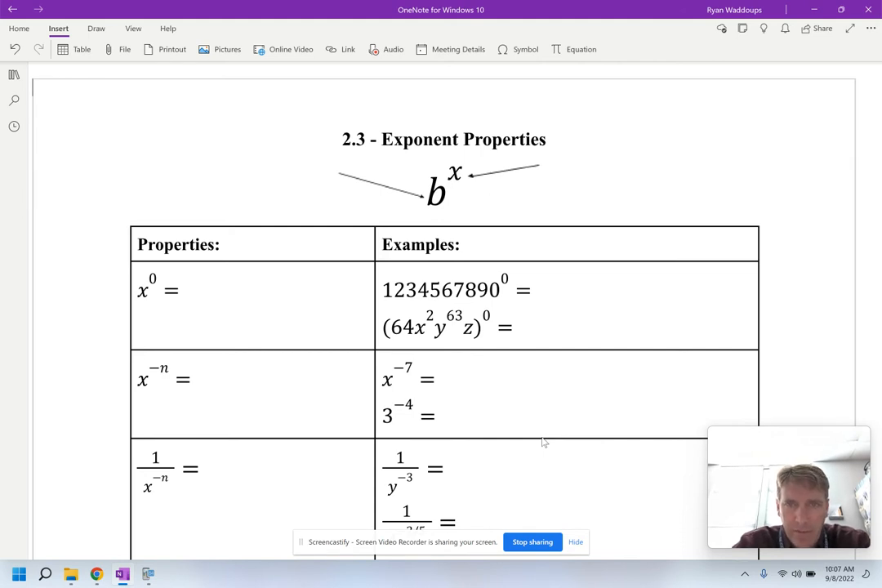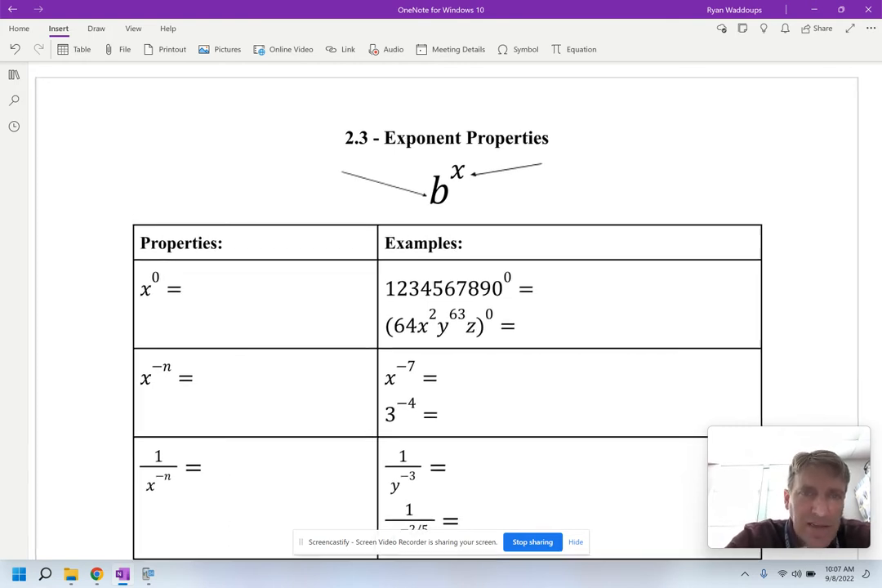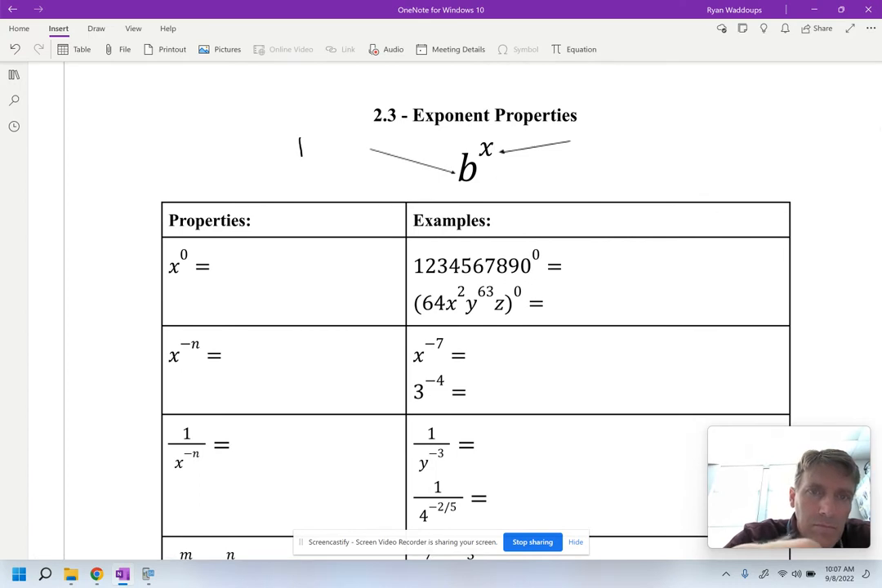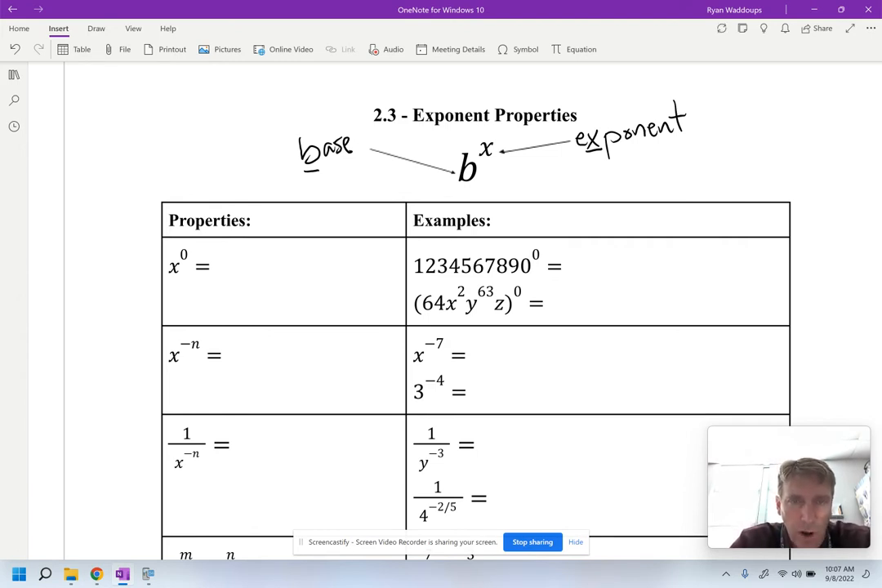To get us started, we often write b to the x. To help us remember, the big number down below is called the base, and the x, the small number that comes up and to the right of that number, is called the exponent. The exponent tells you how many times the base is multiplied, or how many times it's a factor.